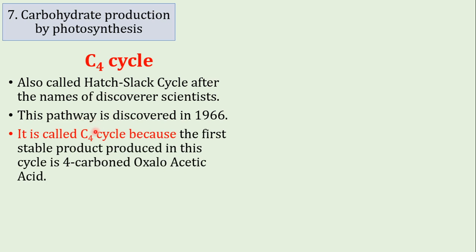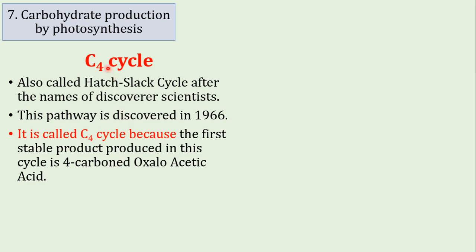Because the first stable product produced during this chemical reaction cycle is 4-carbon oxaloacetic acid. In the previous Calvin cycle, we understood that the first stable product was 3-carbon phosphoglyceric acid. That is why another name of the Calvin cycle was the C3 cycle. Similarly, the Hatch-Slack cycle is called the C4 cycle because the first stable product contains 4 carbons.